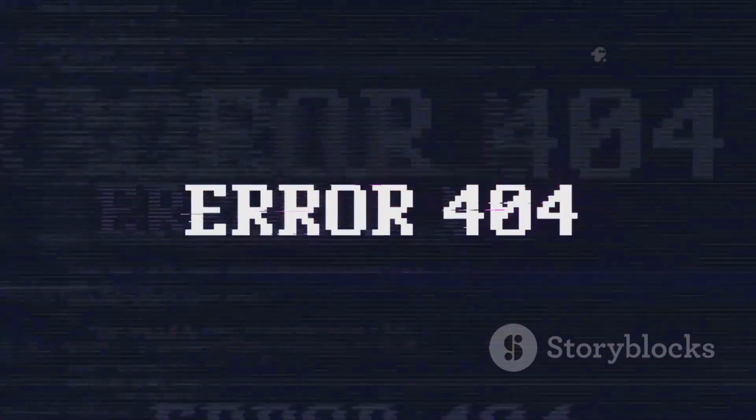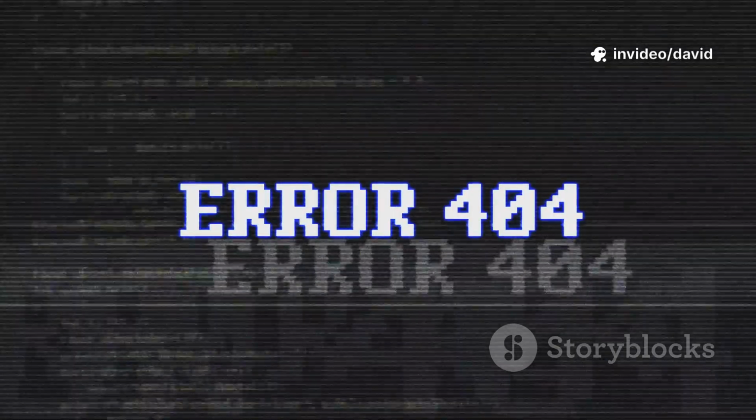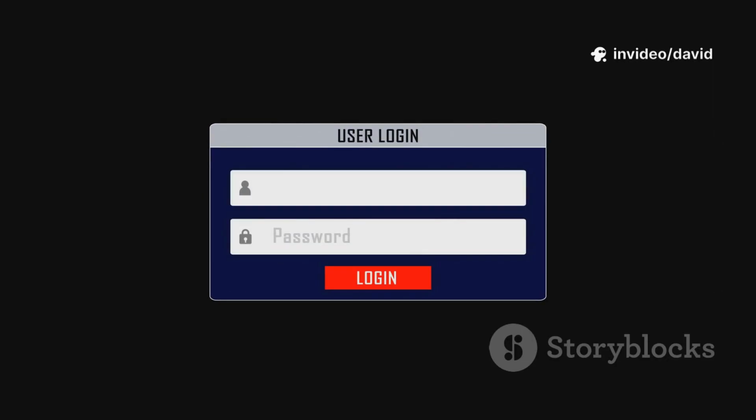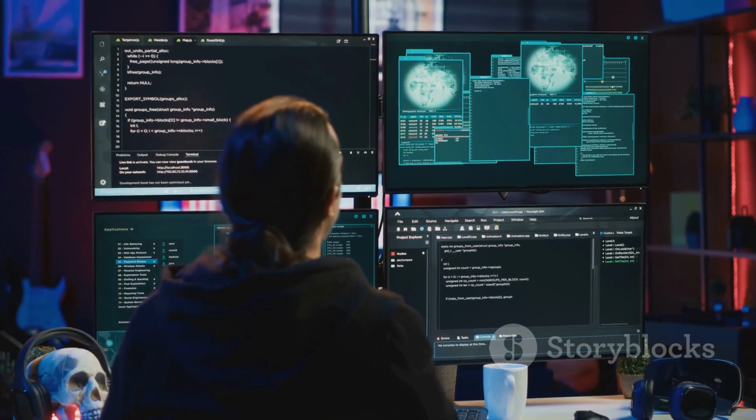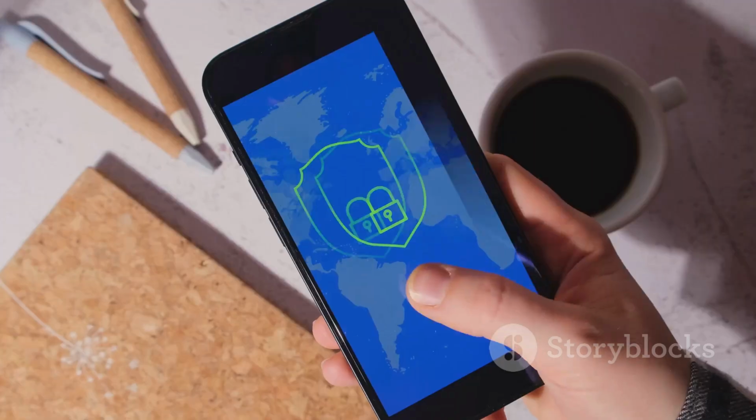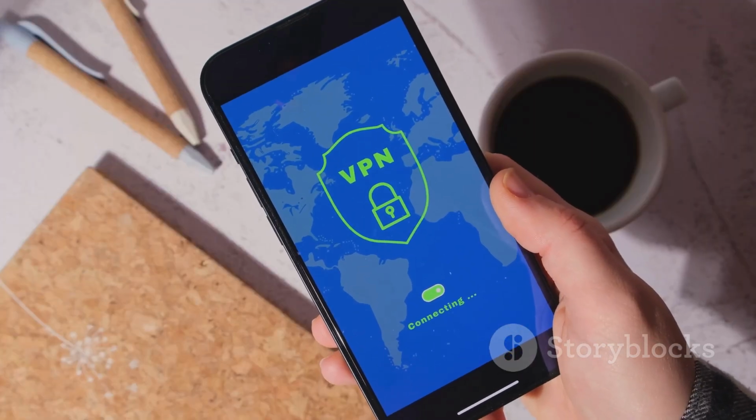YouTube and other streaming services have also implemented measures to combat VPN use, primarily to address issues like piracy and regional content restrictions. However, these measures often backfire, as users find workarounds to maintain their access.